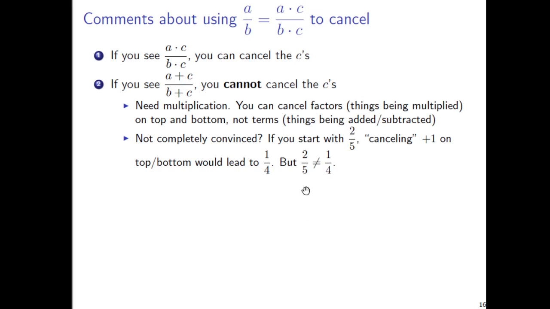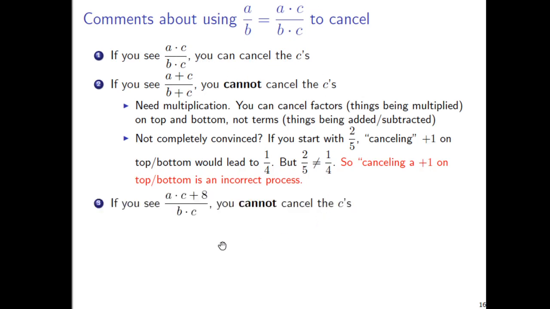The issue here is 2/5 is not equal to 1/4, but if you start with 2/5 and you cancel a plus 1 on top and bottom, you'd be at 1/4, and those fractions are not the same in value. You can check in a calculator. So canceling a plus 1 on top and bottom is an incorrect process. More generally, canceling a plus C on top and bottom is an incorrect process. It's okay to cancel a times C on top and bottom. That's the formula we had just justified.